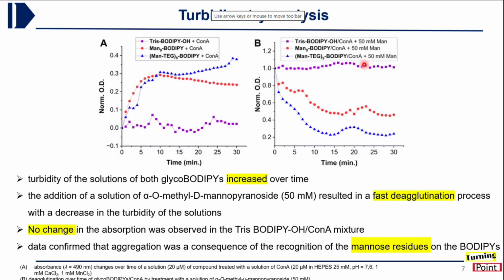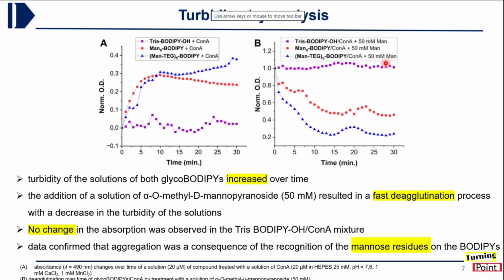What is the difference between A and B? In B they have used 50 millimolar of mannose. Actually it's not mannose, it's alpha-D-methyl-D-mannopyranoside they have used in the second case. In the first case, the turbidity of the solutions of both glycoBODIPYs increased over time, but in the case of tris BODIPY OH, there is not much change or increase in turbidity. The addition of alpha-D-methyl mannopyranoside resulted in fast deagglutination.